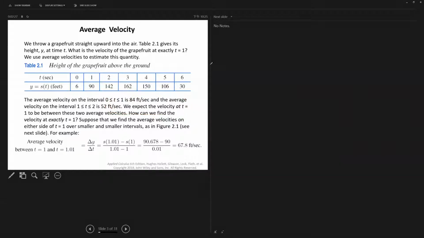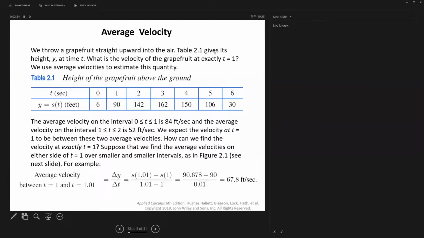So let's take some time and look through this table together. Table 2.1: what we have here is time versus feet. We are throwing a grapefruit upwards, and after this many seconds, it tells us how many feet above the ground the grapefruit is. I want to draw something here as well. So let's say t equal to 0. We are right here. That's the grapefruit, and maybe this is the ground.